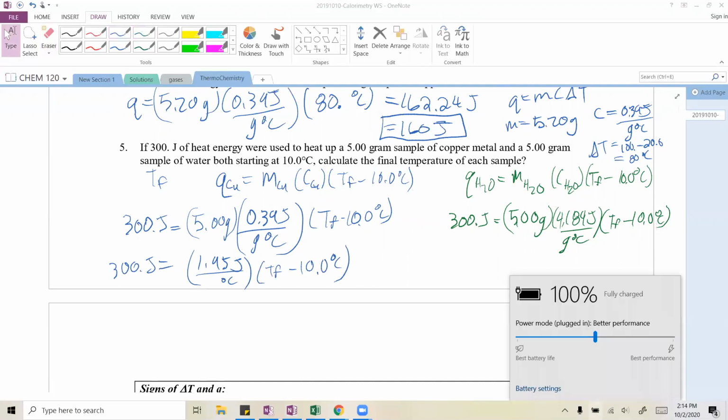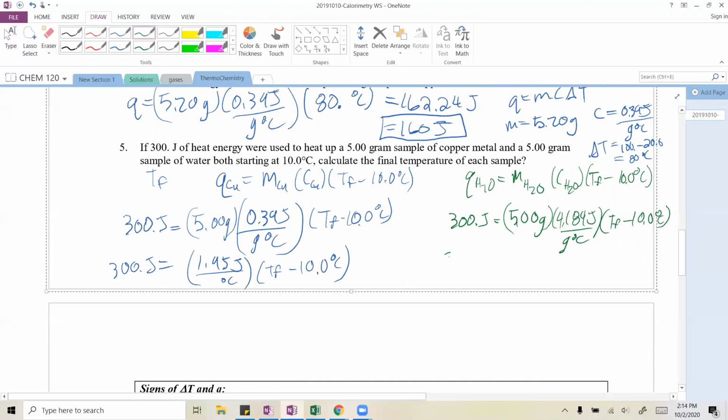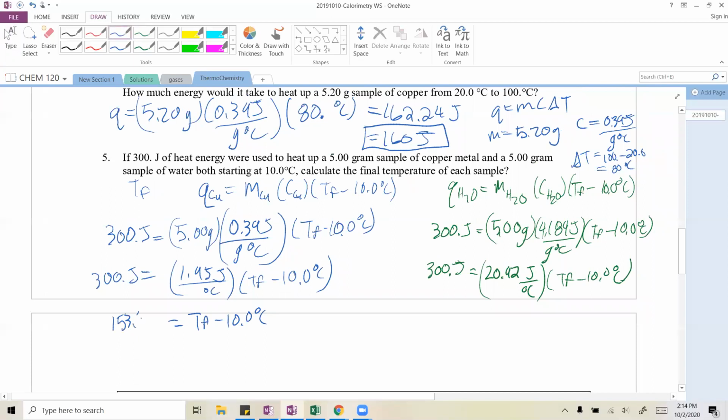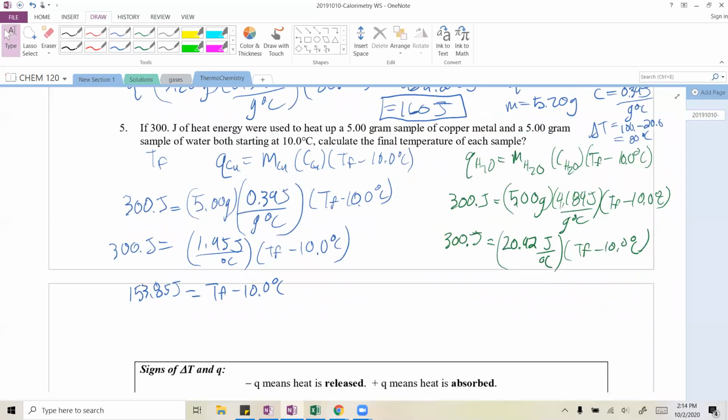We can consolidate the other side. So this becomes 300 joules, 20.92 joules over degrees Celsius. And from there, we want to take that 300 and we can divide it by 1.95. And so we can get our final temperature minus 10 degrees Celsius is equal to 153.85. And so all I did was I moved that 1.95 to the other side, so that way I can group those terms. So I'm taking 300 joules, I'm dividing by 20.92. That's giving me 14.34 degrees Celsius.